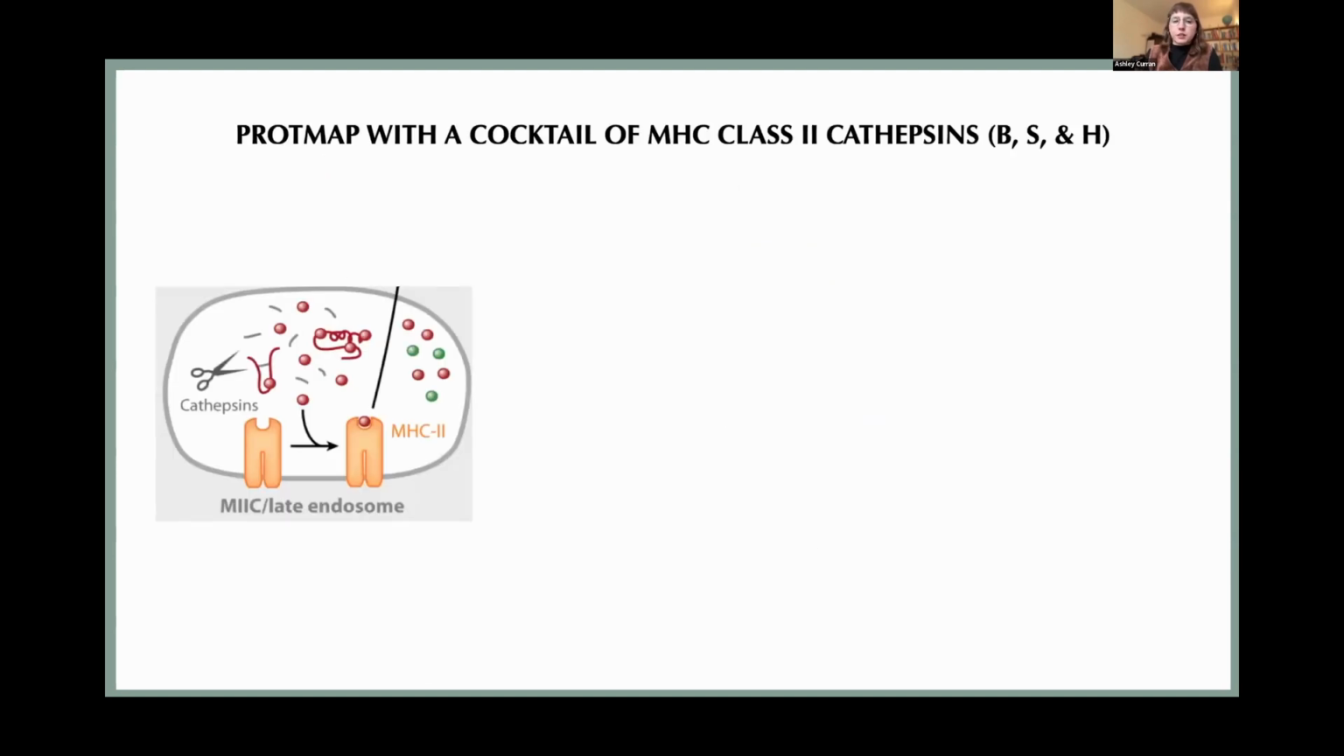So our first big experiment was what we call ProteMap. This is proteolytic mapping using a cocktail of MHC class II associated cathepsins. First we wanted to focus just in this MIIC compartment to understand how these cathepsins are affected by citrullination, and really understand what this potential total peptide repertoire that is then going to interact with MHC class II molecules, how that changes in response to citrullination.